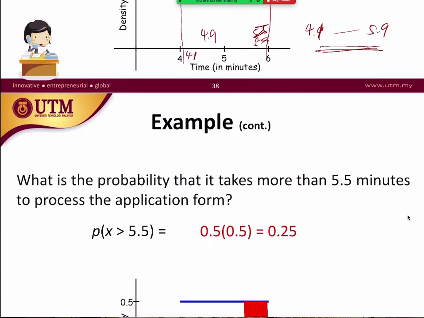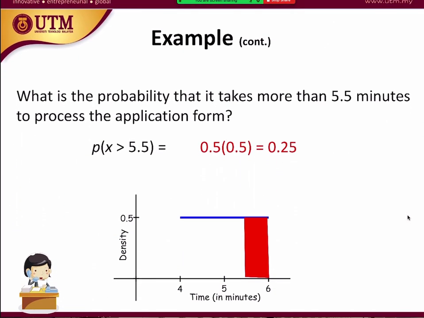Processing the application. It asks what is the probability that it takes more than 5.5 minutes to process the form. We know that the density, the probability is 0.5. So this is the probability, the density, sorry, we call it a density.